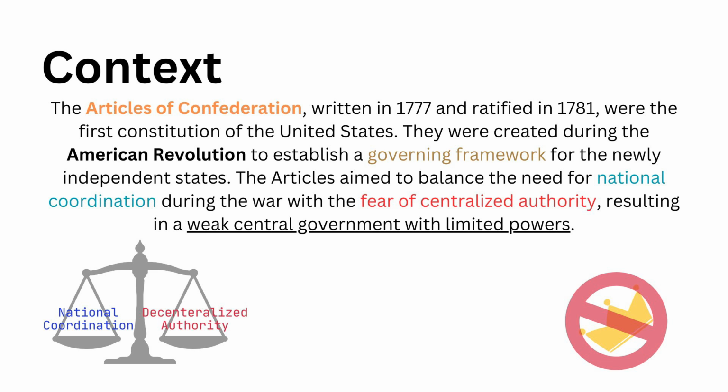The Articles of Confederation, written in 1777 and ratified in 1781, were the first Constitution of the United States. They were created during the American Revolution to establish a governing framework for the newly independent states. The Articles aimed to balance the need for national coordination during the war with the fear of centralized authority, resulting in a weak central government with limited powers.